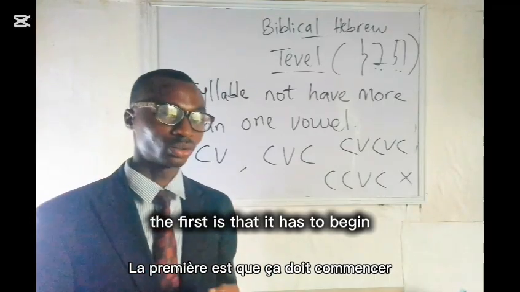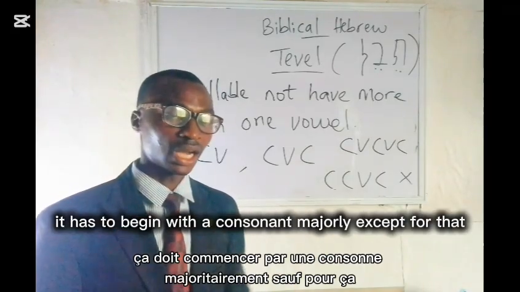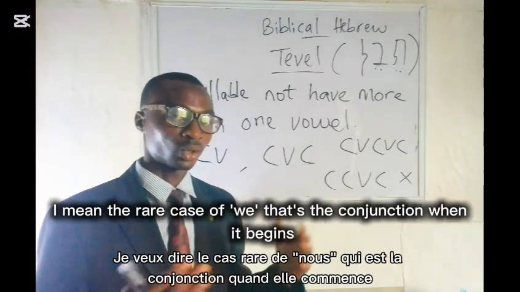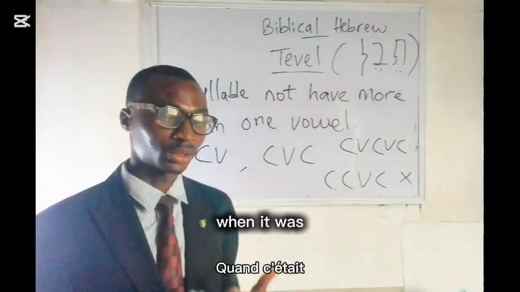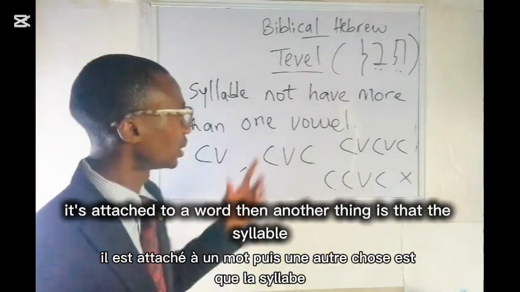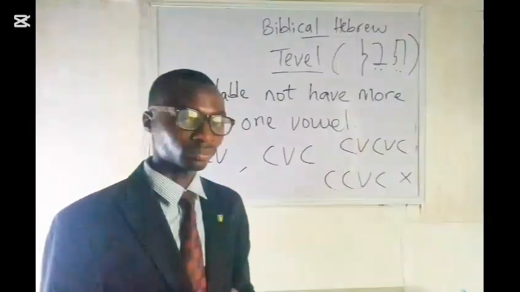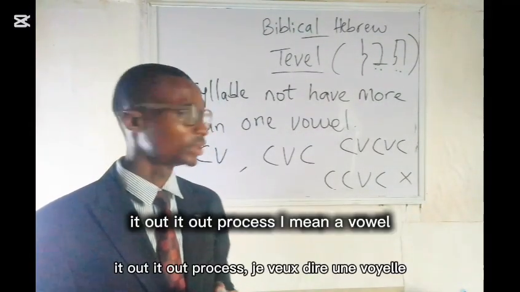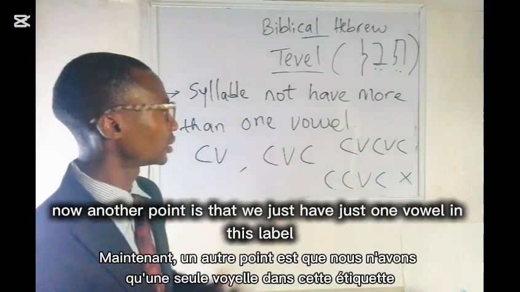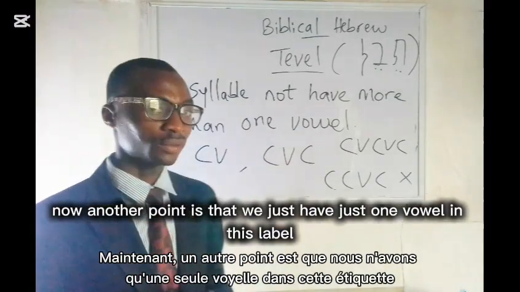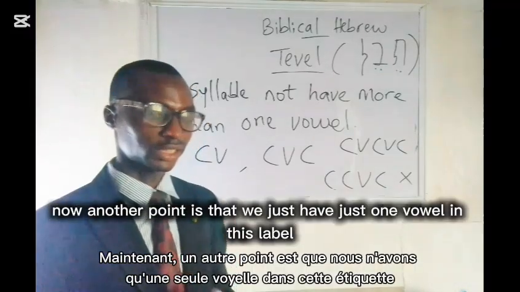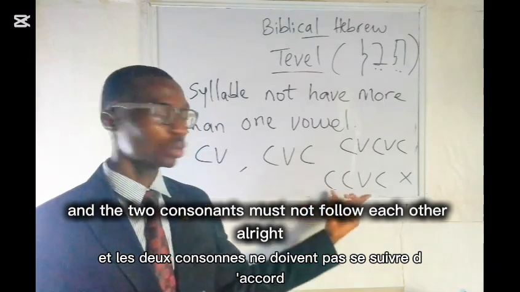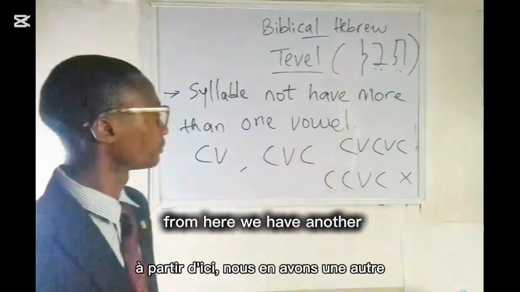The first is that it has to begin with a consonant, majorly, except for the rare case of the vav conjunction when it's attached to a word. Then another thing is that the syllable must possess a vowel. Now another point is that we have just one vowel in the syllable, not two. But we can have two consonants, and the two consonants must not follow each other. Alright.